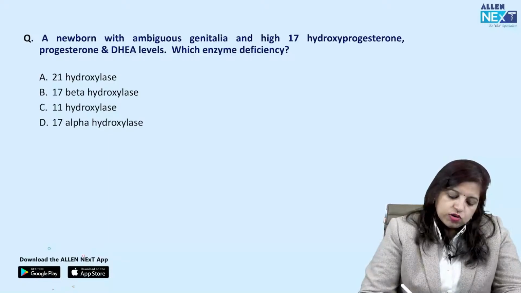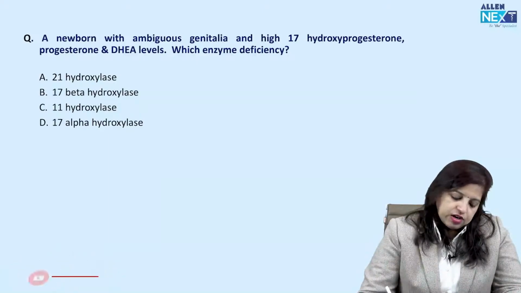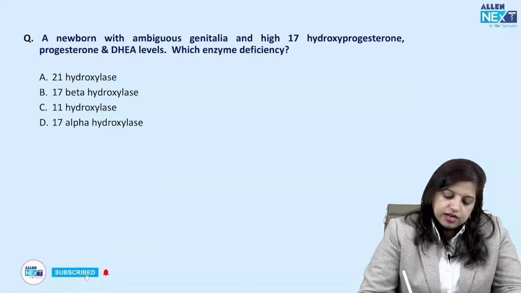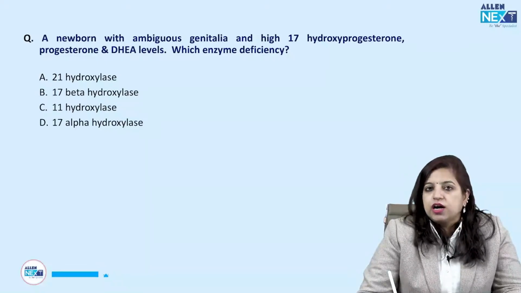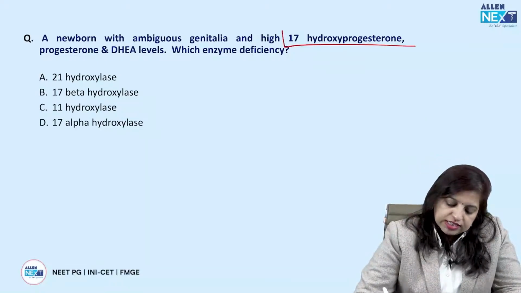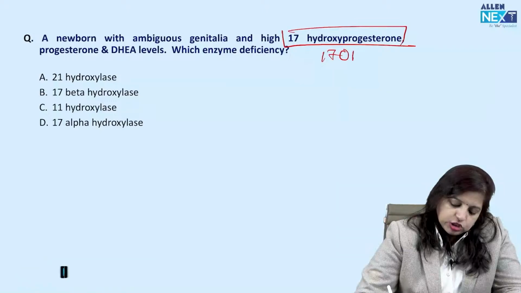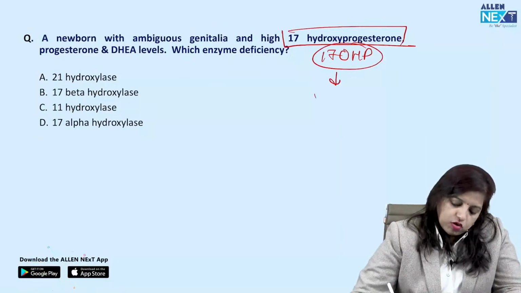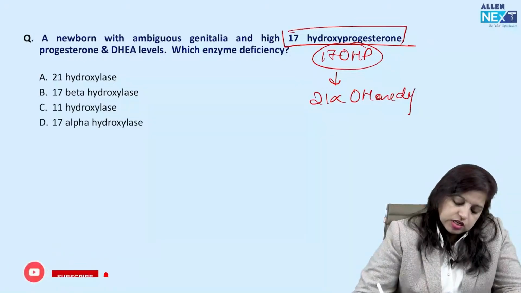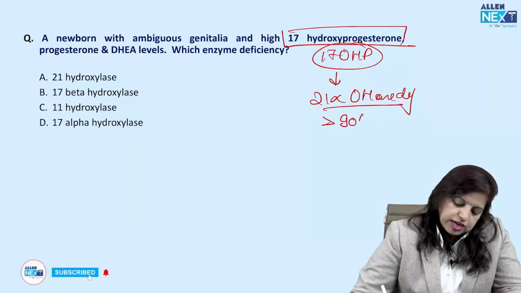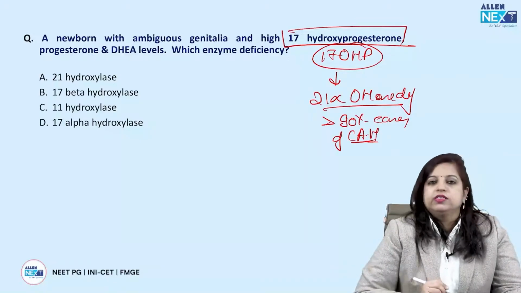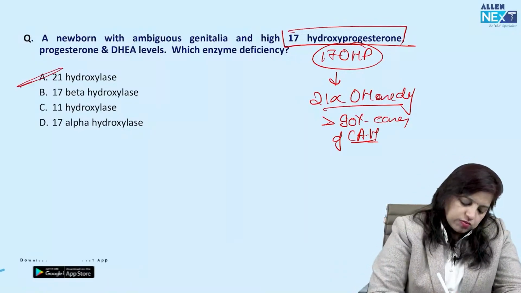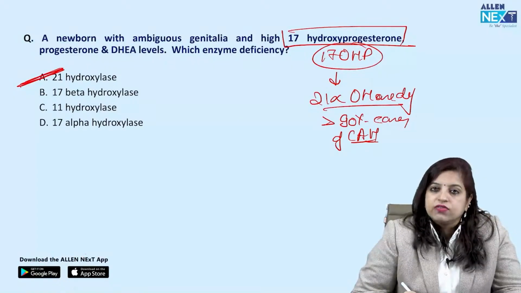Okay. A newborn with ambiguous genitalia and high 17-hydroxyprogesterone and DHEA levels, which enzyme deficiency are we talking about? When you have very high 17 OHP levels, this is a marker for, we all know, 21 hydroxylase deficiency, which is responsible for more than 90% of cases of congenital adrenal hyperplasia. So the deficiency we are talking about is 21 hydroxylase deficiency, right?